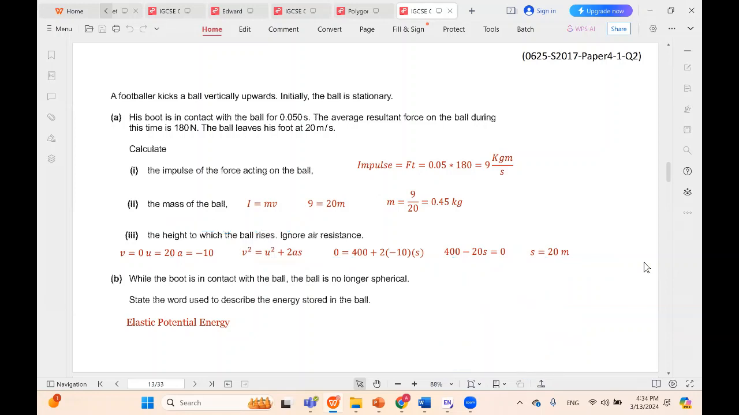In B, we are told that while the boot is in contact with the ball, it is no longer spherical. State the words used to describe the energy stored in the ball. This is called elastic potential energy or strain energy. This is the energy stored in the ball while it is momentarily changing in shape as the footballer kicks it. So it compresses momentarily and it has elastic potential energy, and then it is restored to its original shape and moves up.